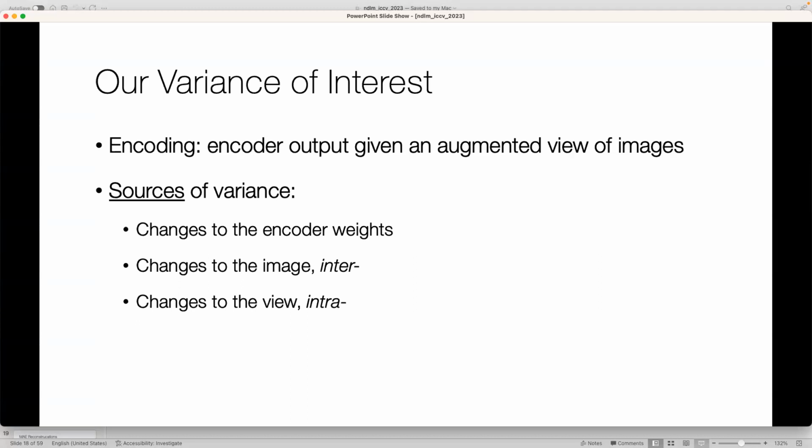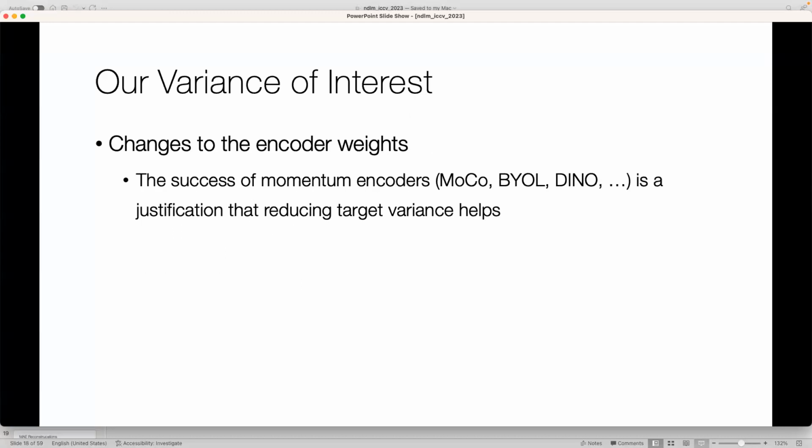So what kind of variance is of interest here? For the changes of encoder weights, it has already been successfully demonstrated in momentum encoders, because a momentum encoder is an exponential moving average of the online encoder. So it has a small variance by definition. In that case, the momentum encoder is already a good justification that higher variance should be on the source and lower variance should be on the target.